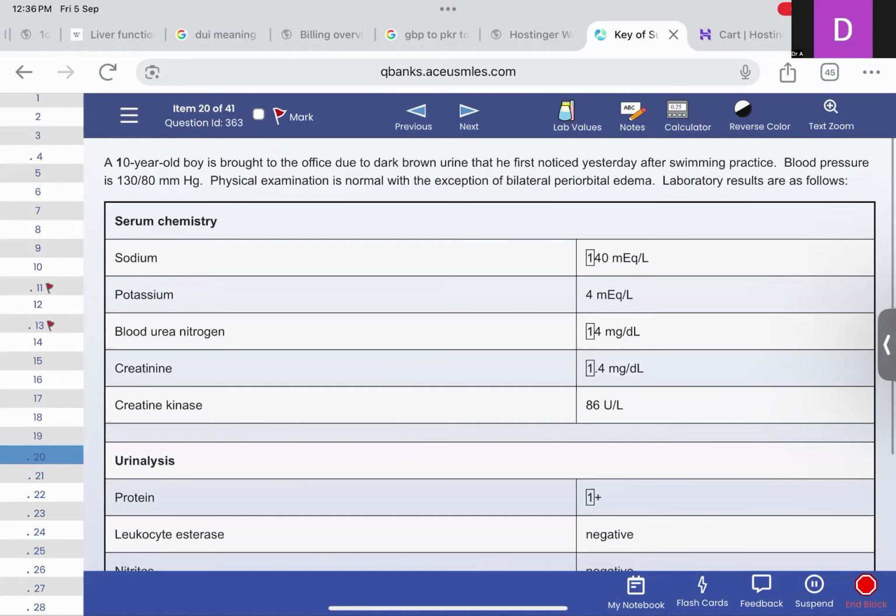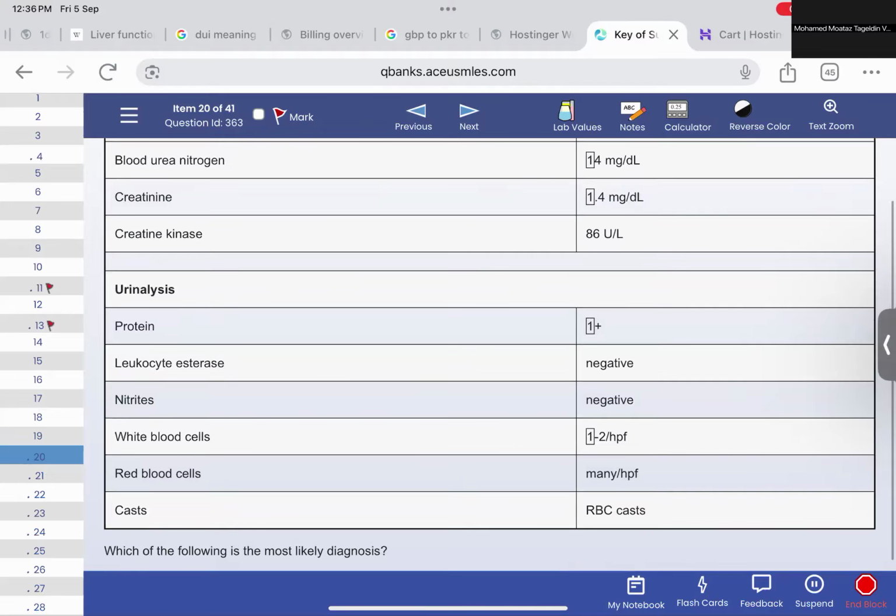Okay, anyone please? A 10-year-old boy is brought to the office due to dark brown urine that he first noticed yesterday after swimming practice. Blood pressure is 130 over 80. Physical examination is normal, with the exception of bilateral periorbital edema. Labs showed normal sodium, potassium is normal, BUN normal, creatinine 1.4, creatine kinase 86. I'm not sure about the normal. Protein 1 plus. So he has RBC casts.